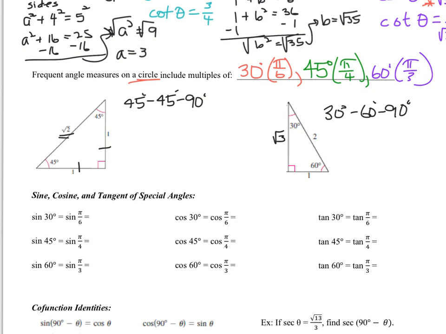And I think this is actually going to put us at a really good stopping point. So tomorrow what we'll do is we'll complete this table of special angles, and then we'll finish with cofunction identities.